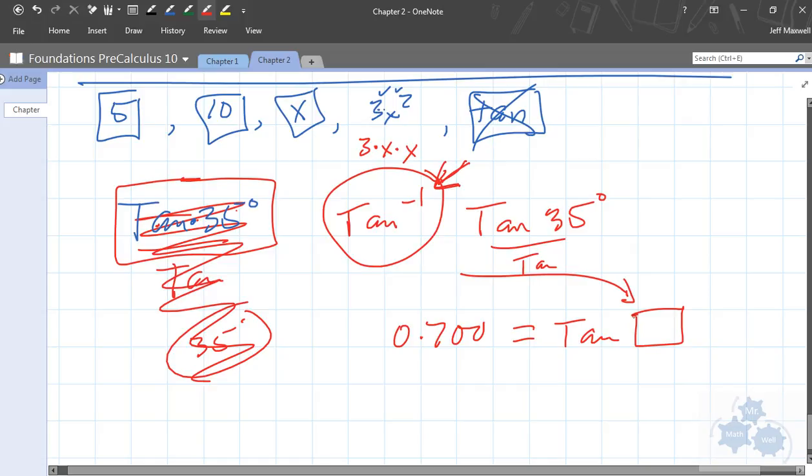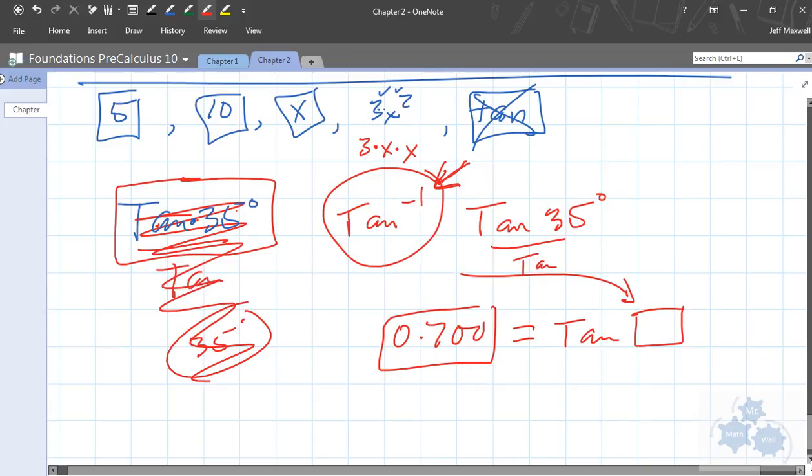Like, it's a special function. So it's not as simple as multiplying, dividing, subtracting, nothing like that. It's a function that is able to interpret this ratio and tell you what angle this is the tangent of. Okay? That's a good question.